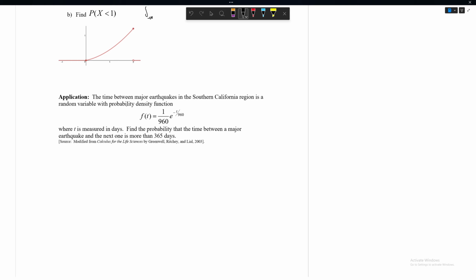It says the time between major earthquakes in the Southern California region is a random variable with this probability density function, where t is measured in days. Find the probability that the time between a major earthquake and the next one is more than 365. So you see more than. So this is saying your time is more than 365. And so your integral is from 365 to infinity. And this is your function. And then you want to sub the function in, integrate, take your bounds, find your result.